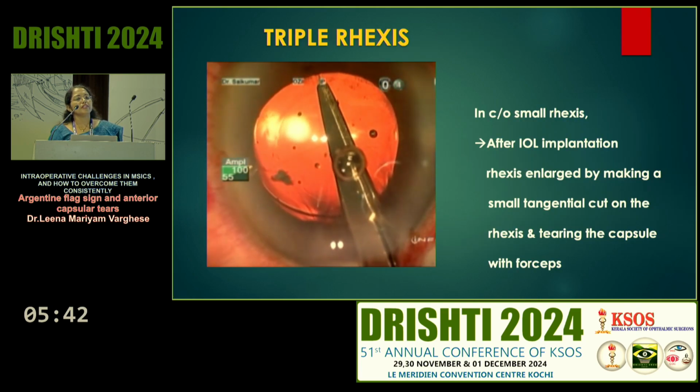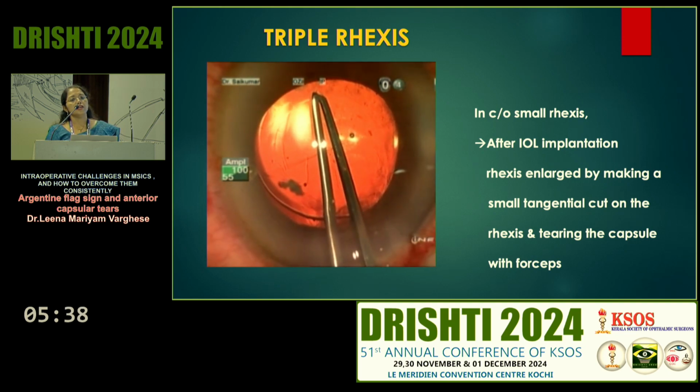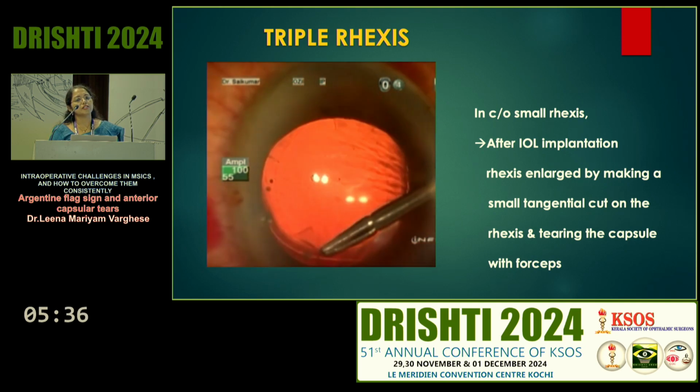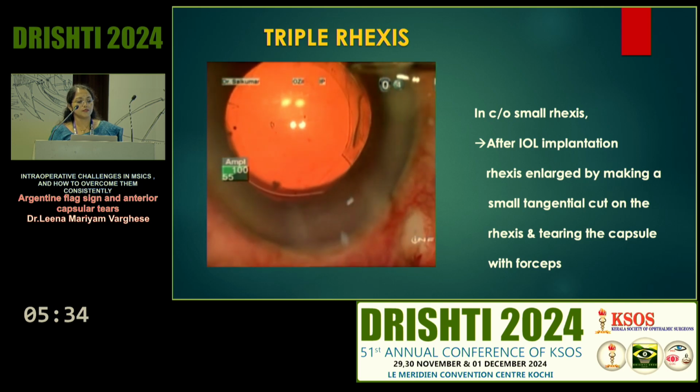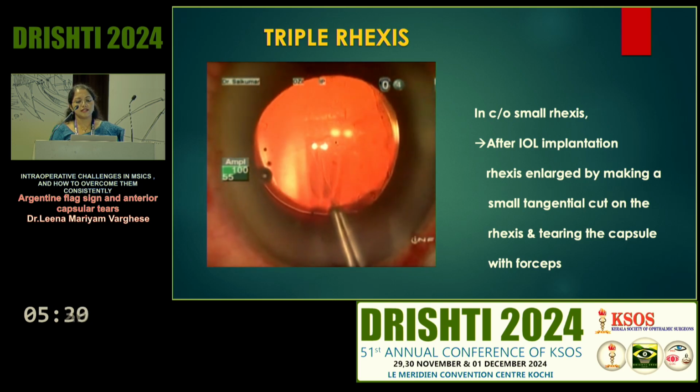You can do a triple rhexis if you think the rhexis that you formed is small. That is, after IOL insertion, you can inject viscoelastic, make a small tangential cut on the rhexis margin, and then enlarge it all around to an adequate size.